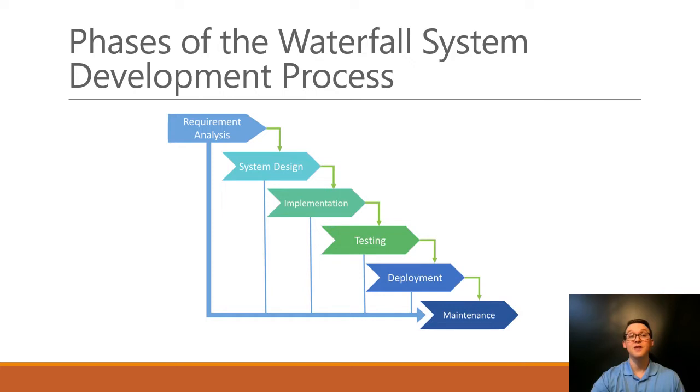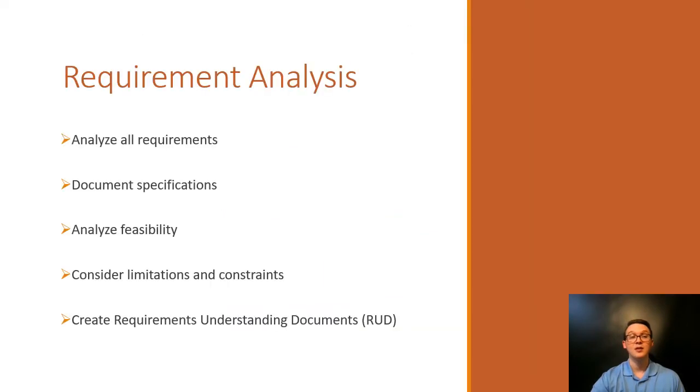It consists of the following 6 steps: risk analysis, system design, implementation, testing, deployment, and maintenance. Requirement analysis is when you go over everything needed for the project. During this phase, you'll document specifications, determine feasibility, go over any potential limitations, and create requirement understanding documents.